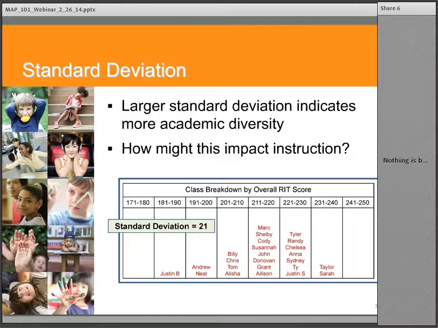Here's what we were talking about on this standard deviation. Now, Jill, remember here's the standard deviation of 21. Here we have Justin, who's at 181 to 190, and we have Taylor and Sarah, who are all the way up here at 231 to 240. The deviation here is equal to 21. Look how far these students are spread apart. You have 1, 2, 3, 4, 5, 6 different overall RIT score ranges that you're working with, from 181-190 to 231-240. That's pretty broad.